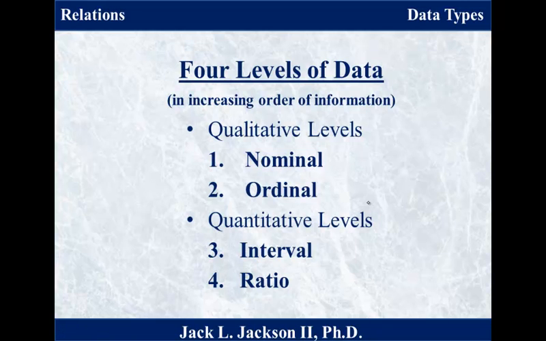There are 4 levels of data. We have nominal, ordinal, interval, and ratio, and that has an order to it. Okay, nominal data is the lowest, then ordinal, then interval, then ratio.